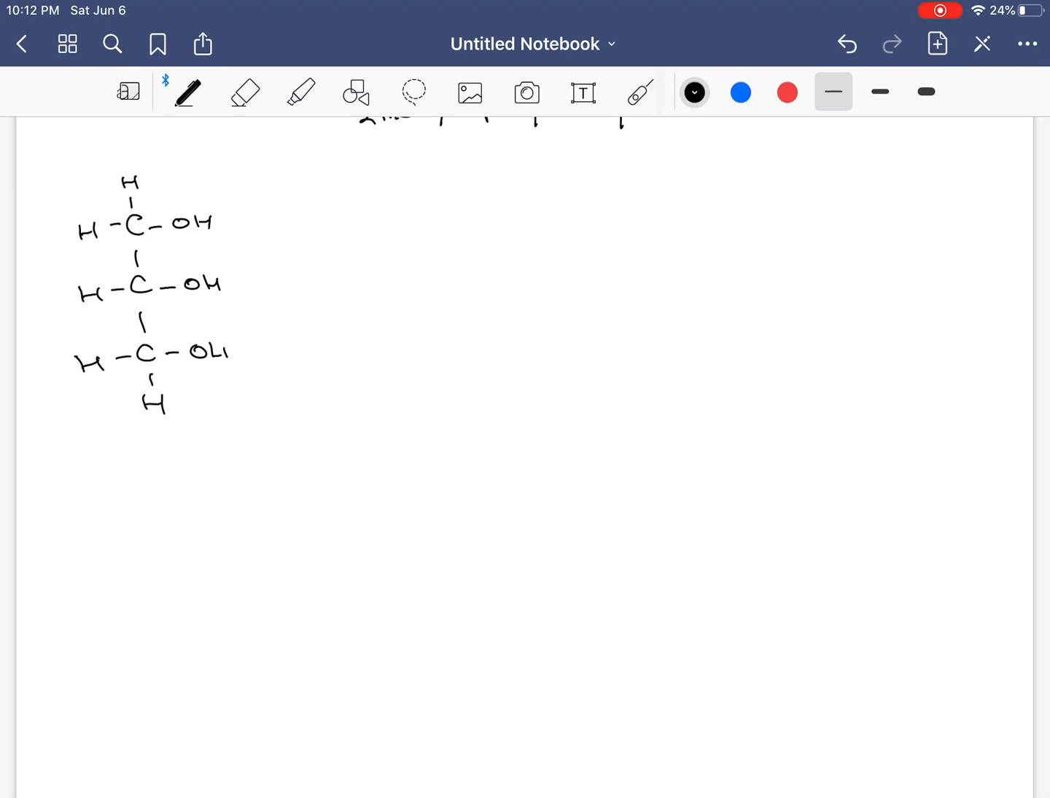Remember him? That's right. Glycerol. Or you can say 1,2,3-propanetriol. Let's write that down. 1,2,3-propanetriol, because that's what it is under IUPAC. Alright, so it's an alcohol. No problem.